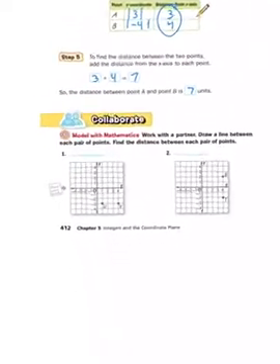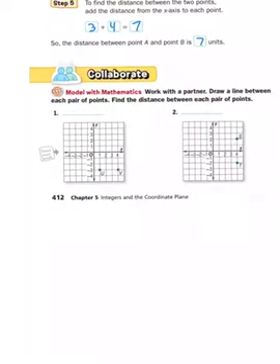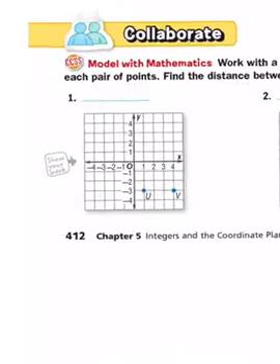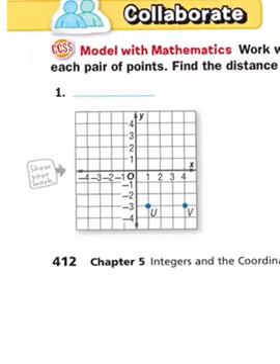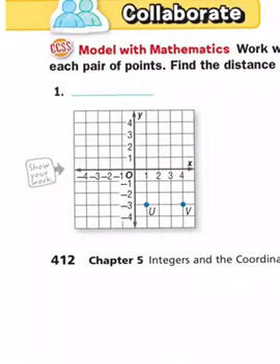So we're going to go down. We're going to try some of these problems together. So number 1 says, work with a partner. I'm your partner. Draw a line between each pair of points. Find the distance between each pair of points. So again, I know you could use the graph, but you know what? You're going to have questions on PSSAs where you don't have a grid, and I want you to learn this trick. So we're going to start with point U and point V.